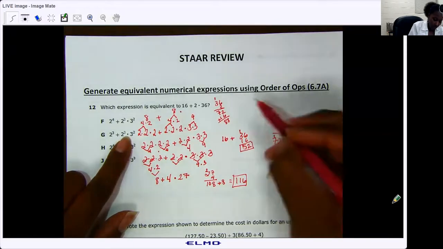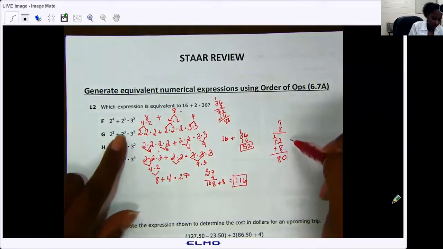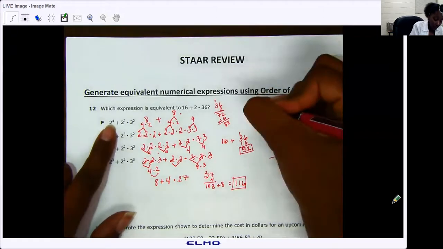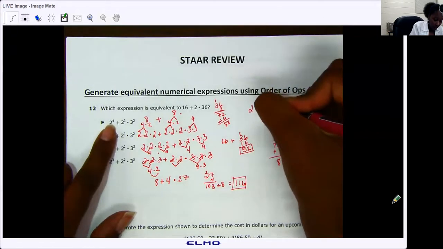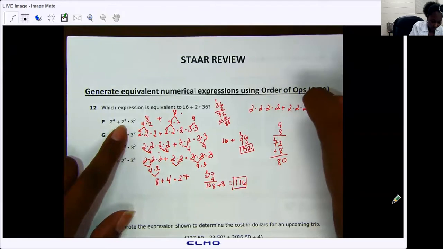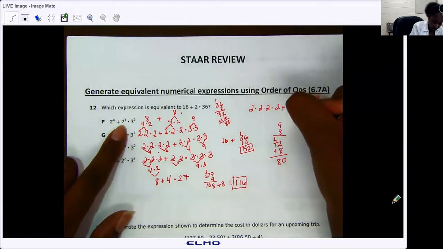That's 80. We're getting closer. So we've checked all 3 of these and we only have one solution left, but guess what? We're going to check it. 2 times 2 times 2 times 2 plus 2 times 2 times 2 times 3 times 3. 3 times 3 is 9. 2 times 2 is 4. Times 2 is 8.